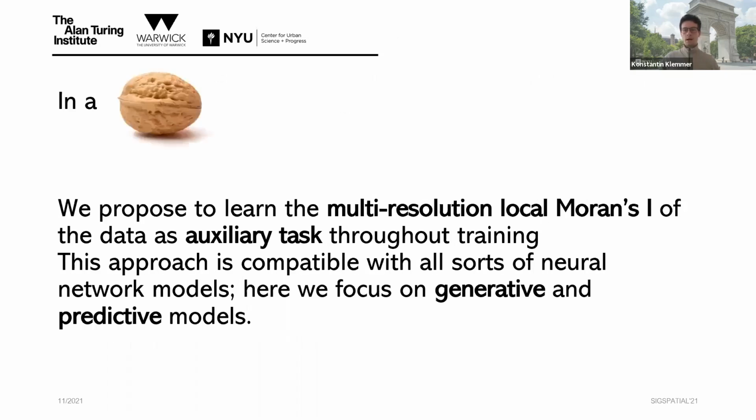In a nutshell, our paper proposes a new multi-resolution expansion of the local Moran's I metric of spatial autocorrelation. We then use this metric and integrate it into neural network models via auxiliary task learning. We show competitive results on generative and predictive spatial modeling tasks.